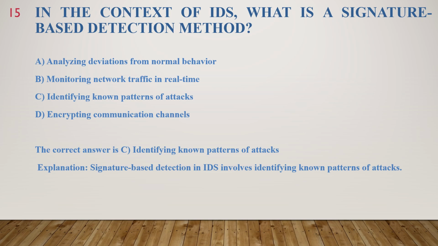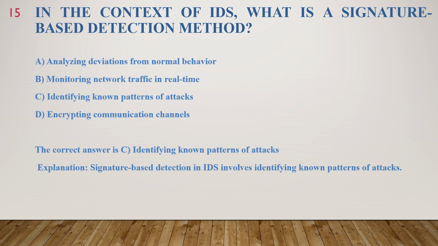Here's why. Analyzing deviations from normal behavior. This describes anomaly-based detection, which is different from signature-based. Monitoring network traffic in real time. This is a general function of most IDSs, not specific to signature-based detection. Identifying known patterns of attacks. This accurately describes signature-based detection.